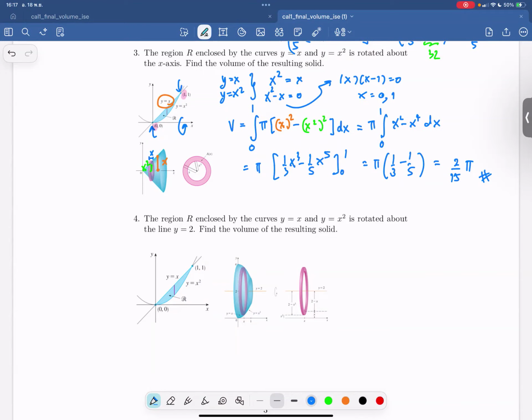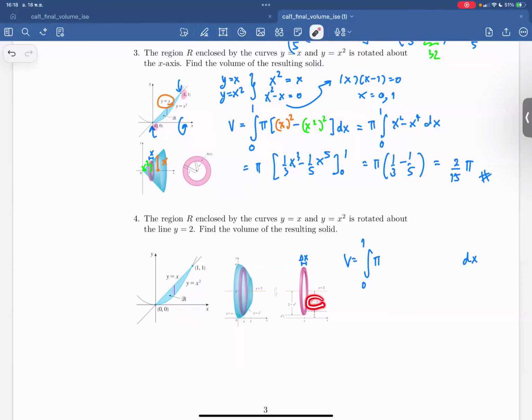So we will integrate with respect to the variable x, because the thickness here is still delta x, right? So we try to find the volume with respect to the variable x. So the boundary should be the same, 0 to 1. And then for the radius, you have to deal with the line y equal to 2. So the inner radius should be 2 minus x.